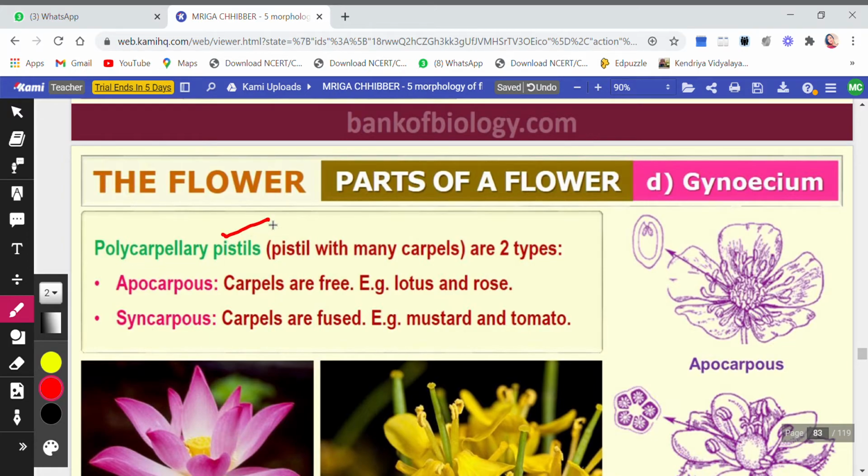Polycarpellary pistils. Now what does this mean? Pistils which have many carpels. I told you a pistil can have one carpel or it can also have more than one carpel. Polycarpellary pistils are of two types. One is apocarpous, that is, the carpels are free. Here you see the carpels are free. This is apocarpous, examples lotus and rose.